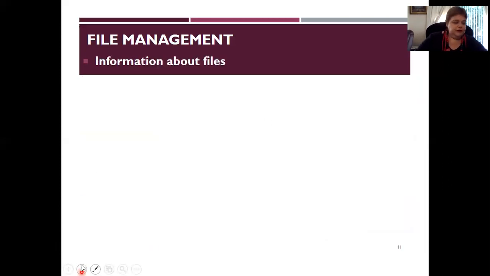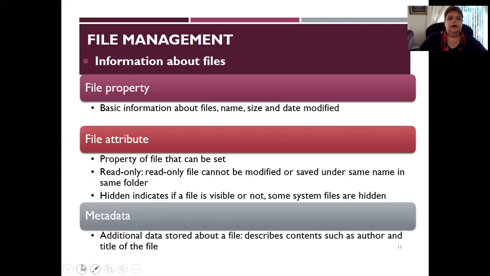Okay, the next part we're going to look at is information about files. So the first part is our file property. Now the place you would be able to see your file property, if you went into Word and you clicked on File Info, you would get the basic information. So who's the author, the name of the document, when was it modified.